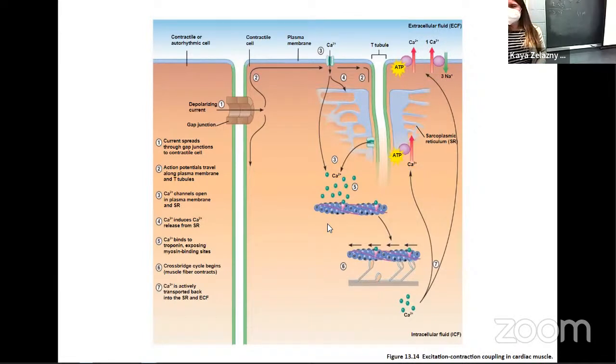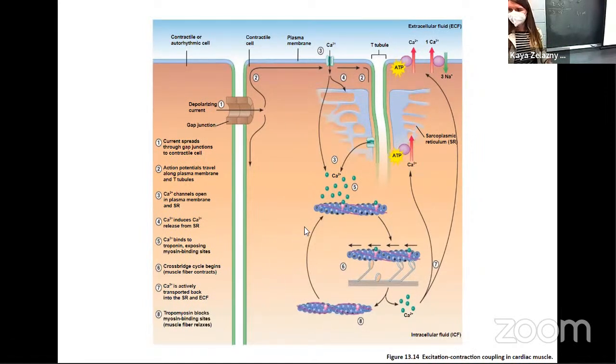The questions about this process. Hopefully kind of familiar since most of these topics are just slight changes to things we've seen already. Great, and our tropomyosin is blocking this back and the muscle fiber is relaxing.